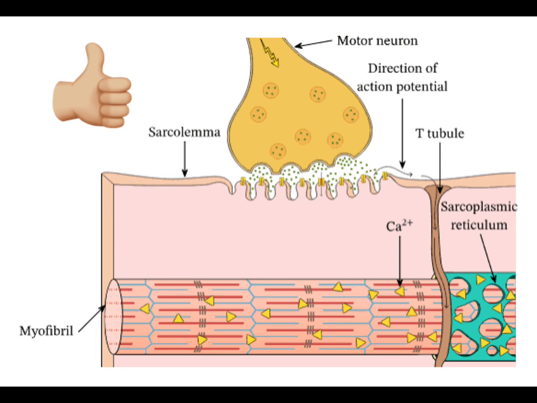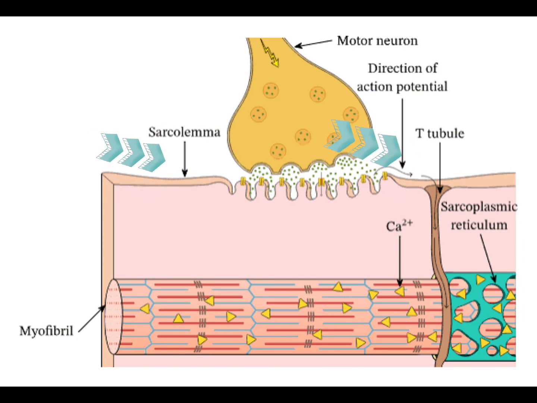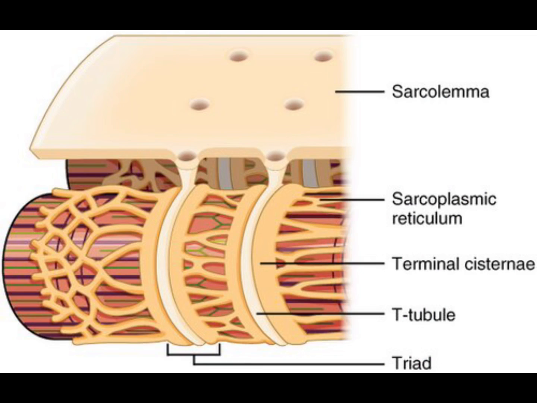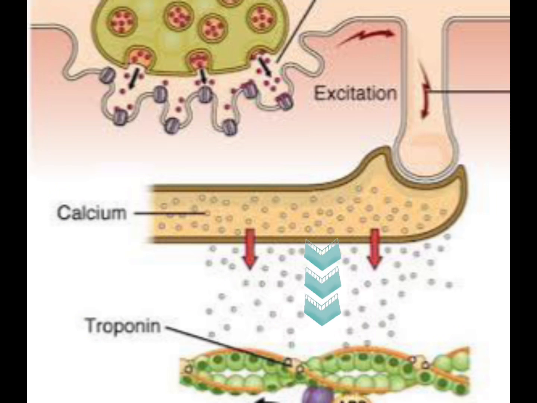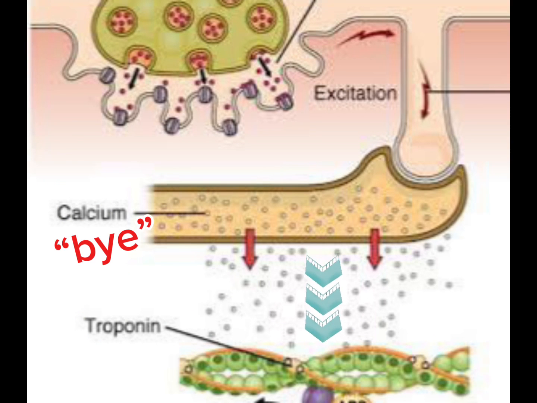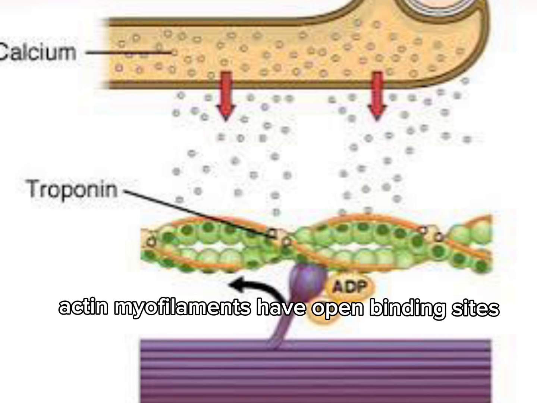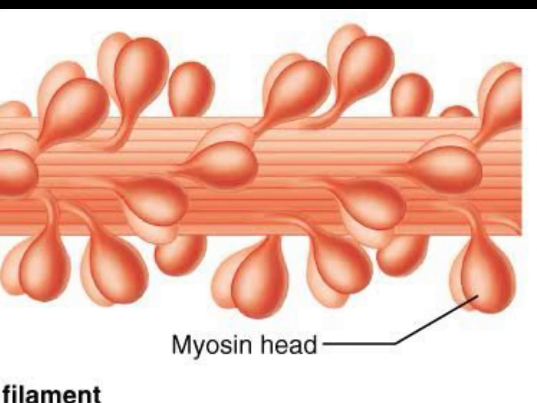And that electrical charge goes along the sarcolemma and into the transverse tubules, which are the little tunnels that carry the message deeper into the muscle fiber. The signal hits the sarcoplasmic reticulum, which is basically a calcium warehouse, and it's like, release the calcium. So the calcium floods out, it finds troponin, and it bonds to it. And this makes tropomyosin, the gatekeeper protein, move out of the way. Now, the actin myofilaments have open binding sites, and the myosin heads are like, finally, it's my time to shine.